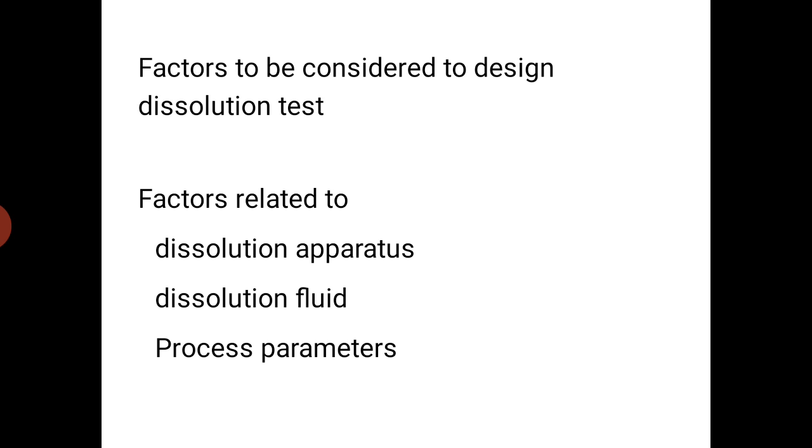What is the type of apparatus? Generally we have 6 types of apparatus. You have seen only 2 types of apparatus. So selection of the apparatus and the basket, the jar, the paddle, the speed of the dissolution, these factors vary from product to product. At the same time, these factors can affect the dissolution of the drug product.